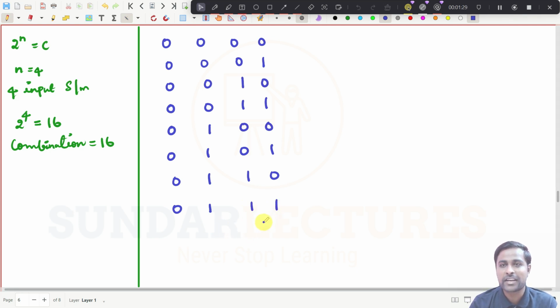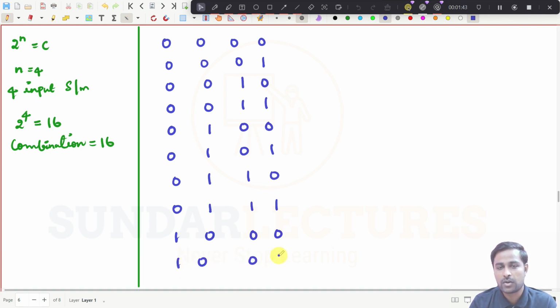Up to 999, you will not get any combinations of only zeros and ones. And then you will get 1000. 1, 0, 0, 0, 1000. And what is the next value? It is easy: 1001.